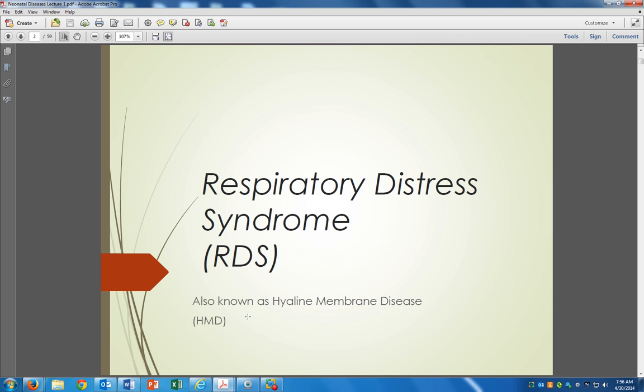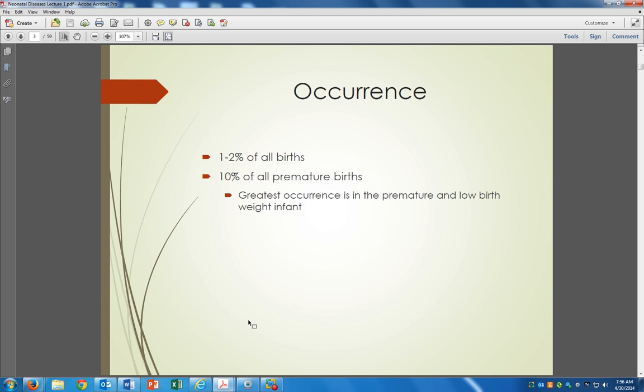So the first condition we're going to discuss is respiratory distress syndrome, or RDS, also known as hyaline membrane disease. This is one of the more common ones that you'll see as a respiratory therapist, even though it only occurs in 1 to 2% of all births, and in 10% of all premature births. Since we are going to see a lot of premature babies, you will see this occurrence quite often in your career if you're working in the neonatal intensive care unit.